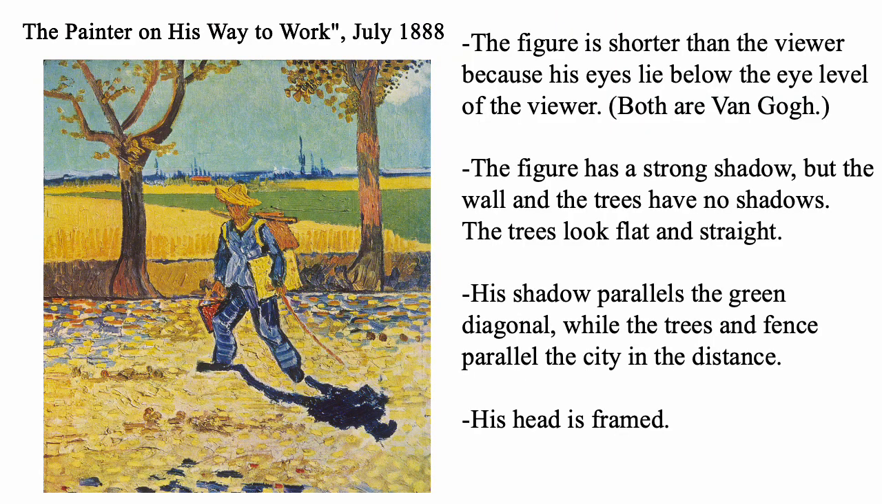This is a picture of Van Gogh looking for a place to paint. He is shorter than the viewer because his eyes are below eye level, even though both of them, the figure and the viewer, are Van Gogh, so they should be the same.